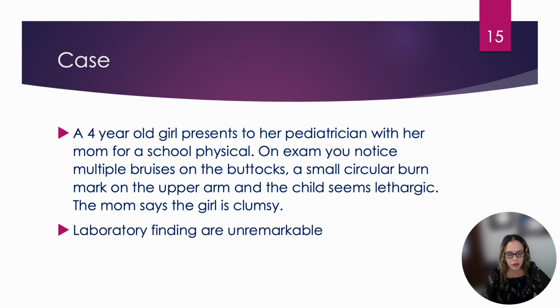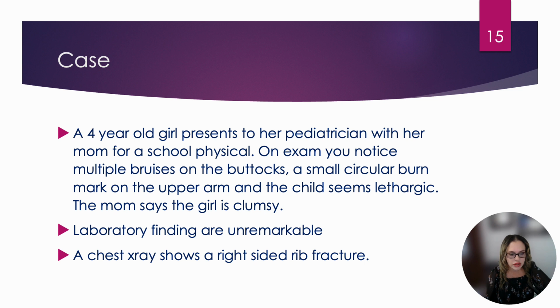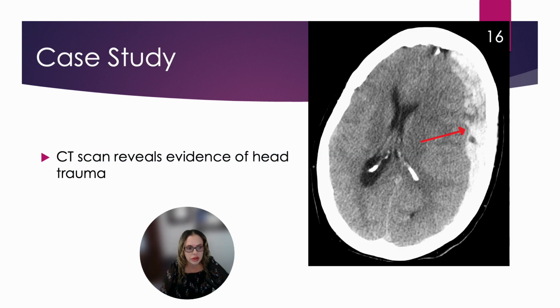Laboratory findings are normal. She has a chest x-ray, again because of the lethargic behavior, and the chest x-ray shows a right-sided rib fracture. Now that prompts additional workup, and upon additional workup, a CAT scan is completed. And that CAT scan reveals evidence of a head trauma. You can see where the arrow points, a subdural hematoma, and that is evidence of child abuse.